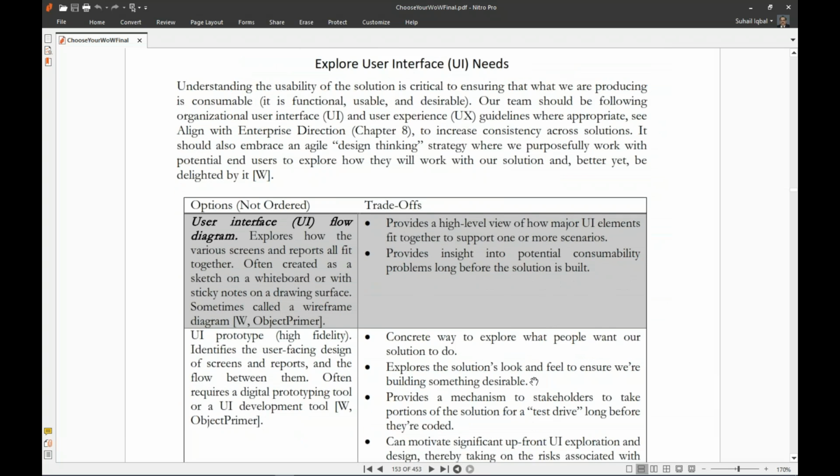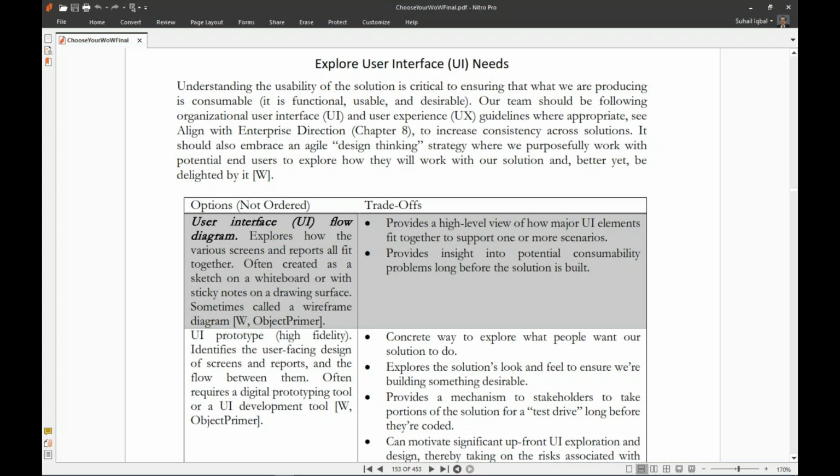Next we have explore user interface UI needs. Understanding the usability of the solution is critical to ensuring that what we are producing is consumable, it is functional, usable and desirable. Our team should be following organizational user interface and user experience guides where appropriate.